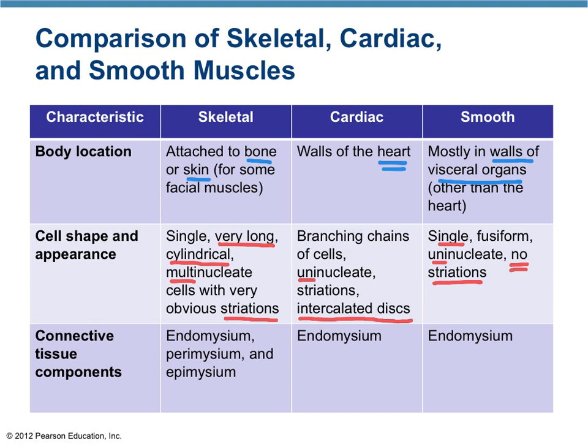Then we can talk about connective tissue components. So skeletal muscle is connected to itself and to other structures by the endomysium, perimysium, and epimysium. And so we'll talk about those levels of organization in a skeletal muscle in just a minute. And then the cardiac muscle only has the endomysium, and smooth muscle only has the endomysium. So these levels of organization where you have endo, peri, and epimysium are only found in skeletal muscle.